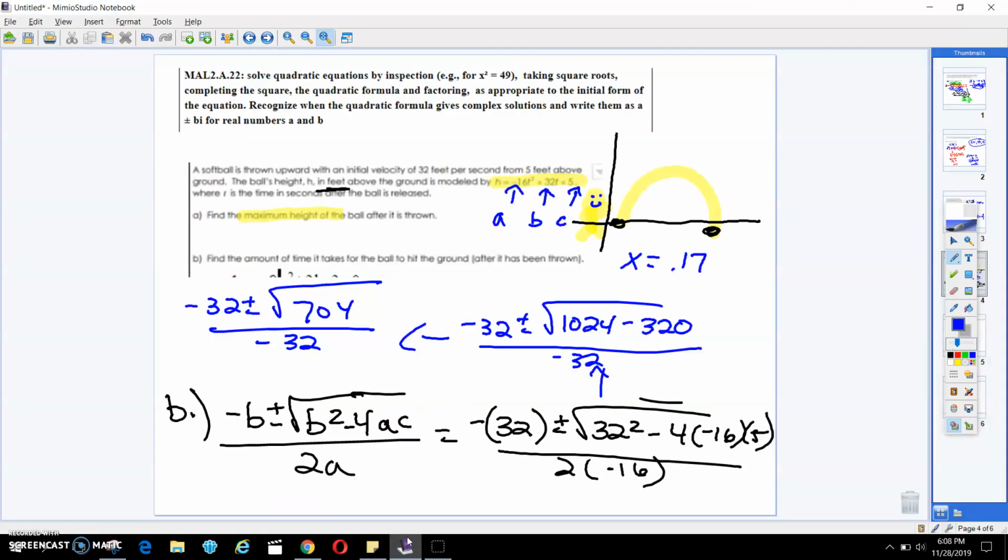Okay, so I'm going to go back to here. And that's going to give me 1.829. Now it did ask find the amount of time it takes the ball to hit the ground after it's been thrown.